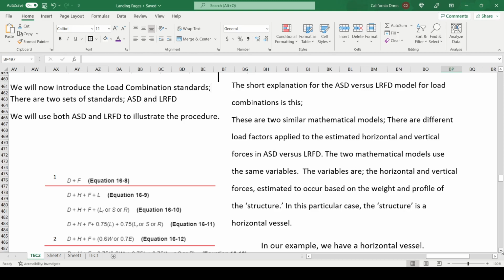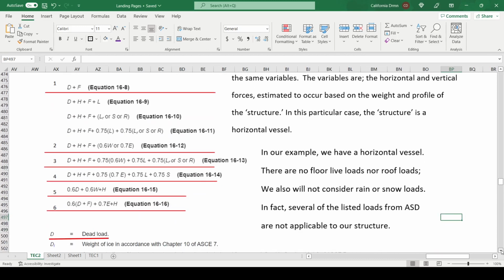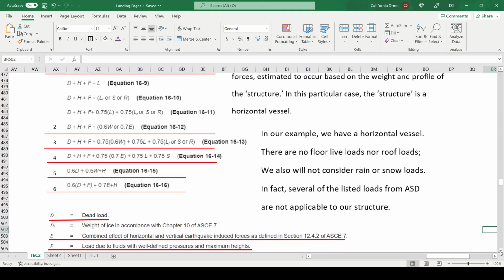The two mathematical models use the same variables. The variables are the horizontal and vertical forces, estimated to occur based on the weight and profile of the structure. In this particular case, the structure is a horizontal vessel. We start with ASD standard. In our example, we have a horizontal vessel.